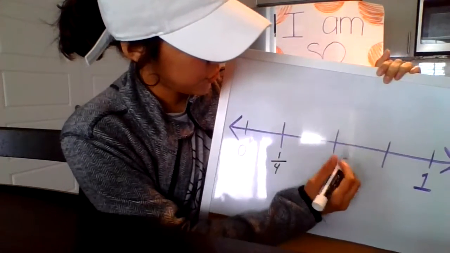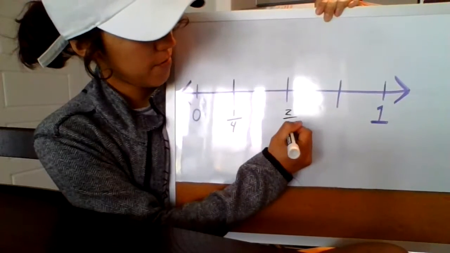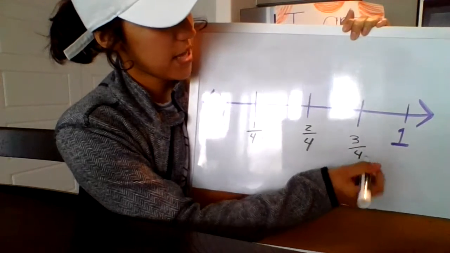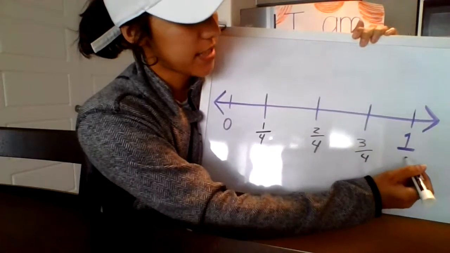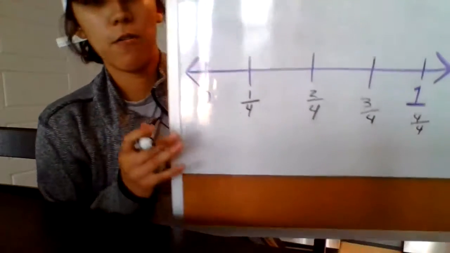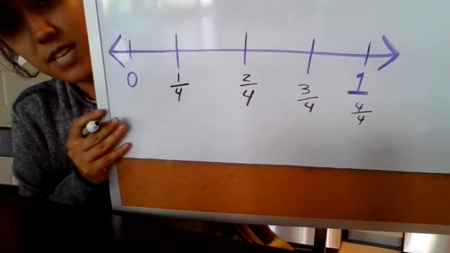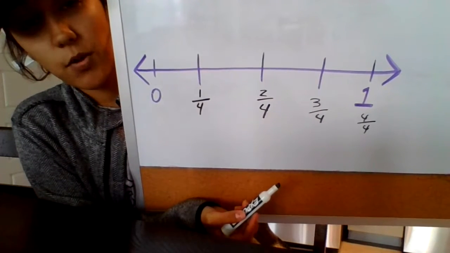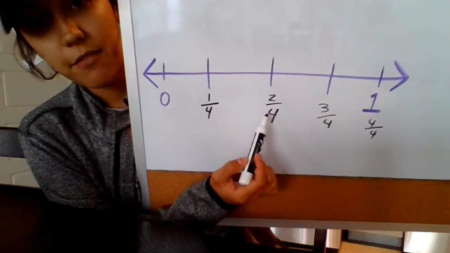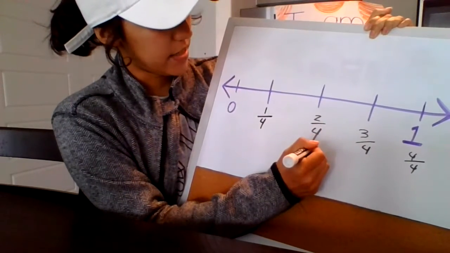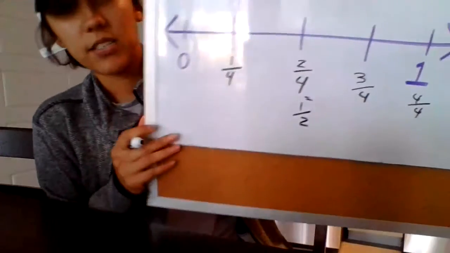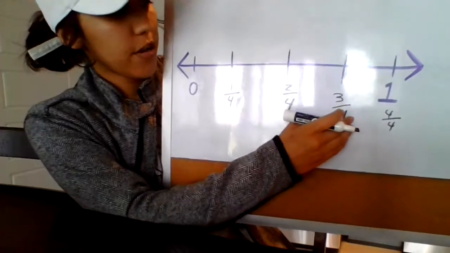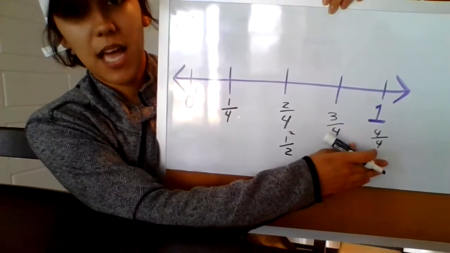This is 1, 2, 2/4. And then this is 1, 2, 3, 3/4. And this is 1 whole, which is the same thing as 4/4. Let's take a look at 2/4. 2/4 can be simplified. There's an equivalent fraction. Well, I know 2 is half of 4, so this is also equivalent to 1/2. So we have 1/4, 1/2, 3/4, and 4/4, which is the same thing as 1 whole.